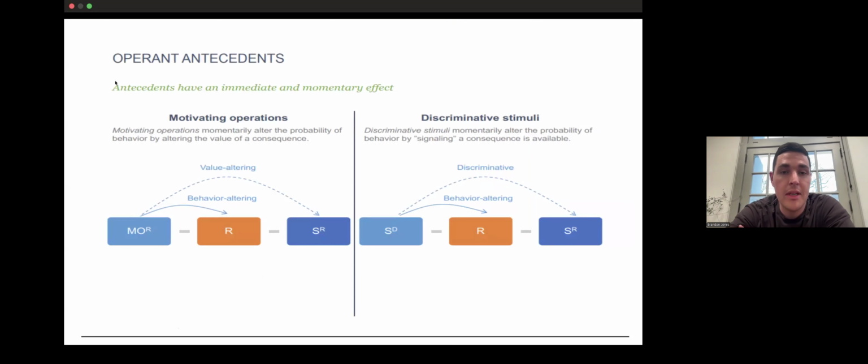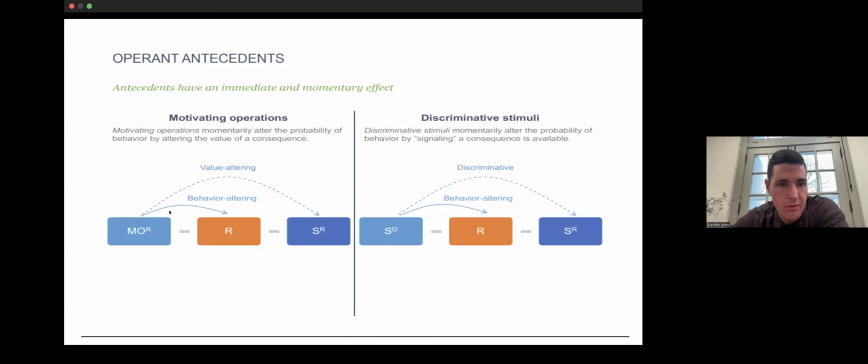So antecedents have an immediate and momentary effect. These terms here, the MO and SD, might look like gibberish, so don't get too worked up on that. Essentially, a motivating operation alters the probability of the behavior by altering the value of a consequence. Whenever I think of an MO, I think of somebody's motivation. Let's say I wake up super hungry and deprived of food, and I'm extremely motivated. I'm most likely going to engage in some type of food-seeking behavior to satiate that need. I'm going to go get some food so that I don't have to feel this anymore.